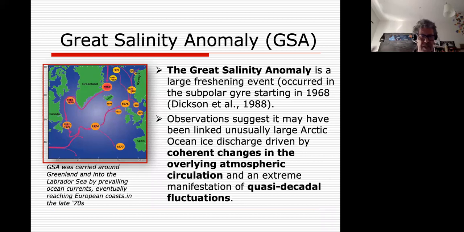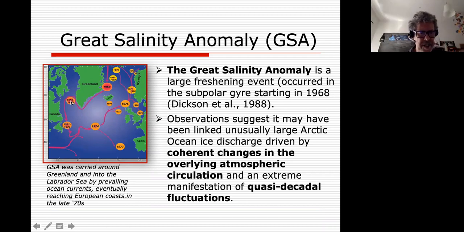And this means that the superposition of two concomitant forces in phase gave way to the melting of a lot of Arctic Ocean ice, and this created this Great Salinity Anomaly that was captured by the general circulation of the area, and was carried slowly all around the Greenland coast.